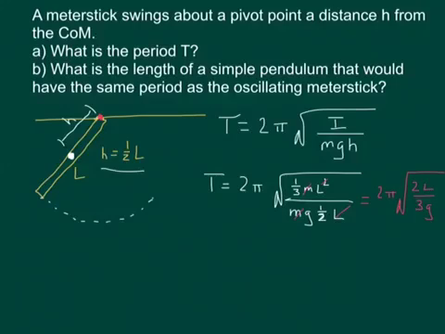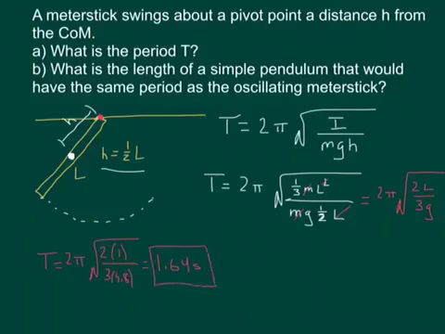I'm plugging in. We know the length is 1 meter. And then we have 3 times 9.8. Plugging in, we see that the period of this pendulum is going to be 1.64 seconds. So that's our answer to part A, 1.64 seconds.